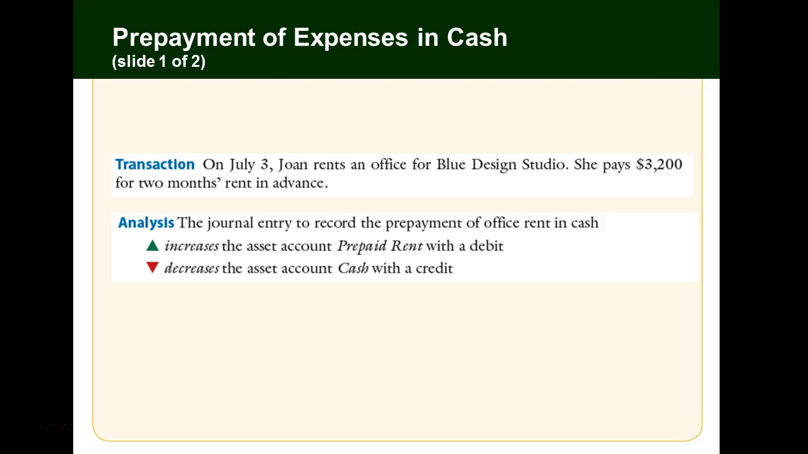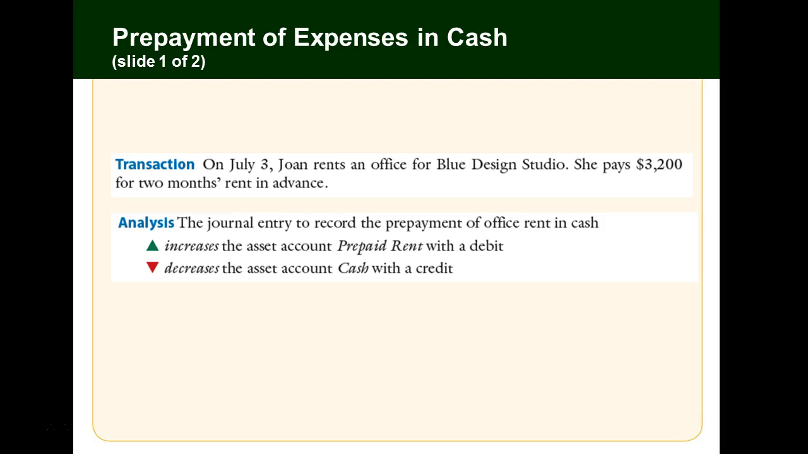So she paid 2 months in advance of rent. But the rent isn't expensed yet because she didn't use it. Just due to the passage of time, rent gets used up. She paid it up front. So it's an asset until that month passes and then the next month passes. Okay? This is similar to insurance. If I pay a year's worth of insurance up front, I'll use 1/12 of that amount each month that passes. And then it becomes an expense.